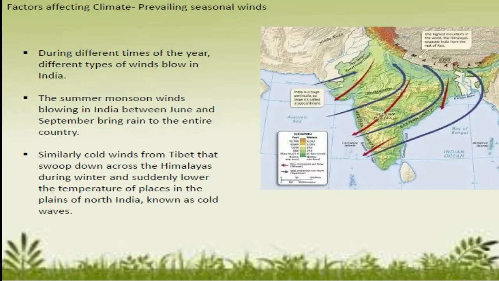Seasonal winds. Winds have always influenced climatic conditions, as they are different throughout the year. The summer monsoon winds that blow in India are responsible for the monsoon rains ranging through June to September.